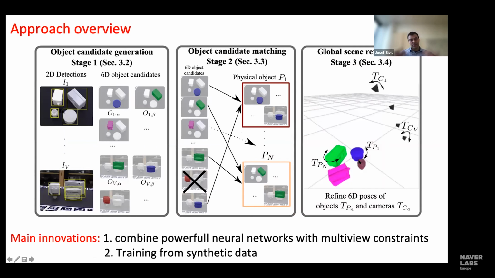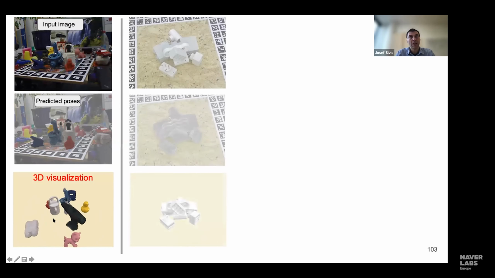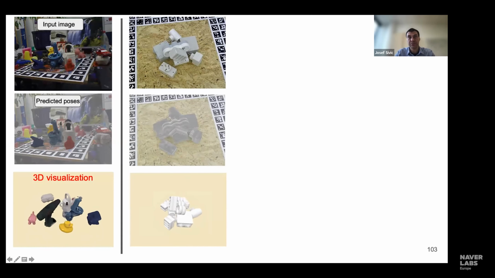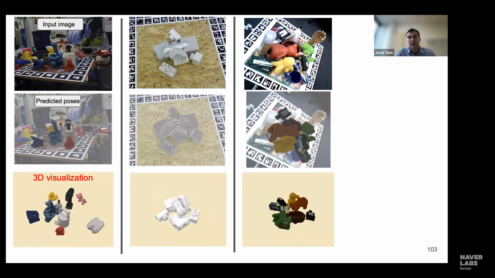The 6D pose estimation problem has been around for a while. We've designed an algorithm which combines powerful neural networks with multi-view constraints, and it's all trained from synthetic data. I will not go into details on this, but show some of the results where, for a single input image, these are the predicted poses in the middle image here, and the visualization of the 3D scene at the bottom, for 3 different scenes. These are all estimated from a single image. These are some of the standard data sets for this problem.